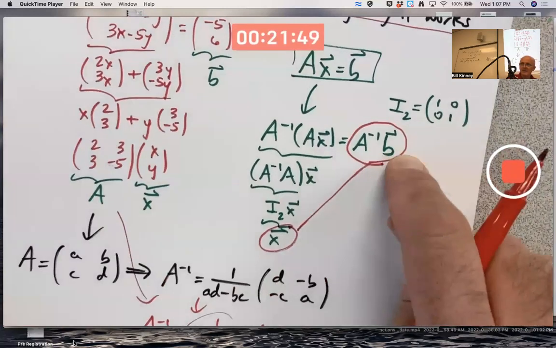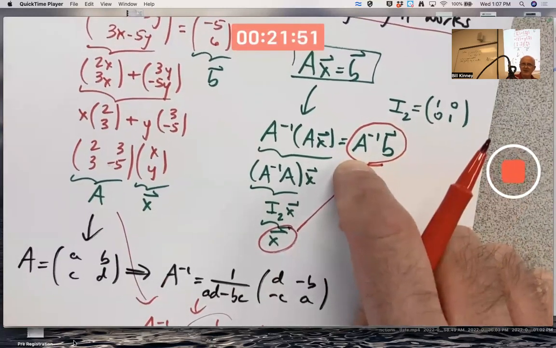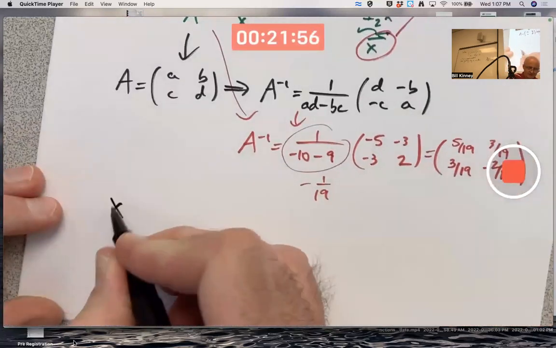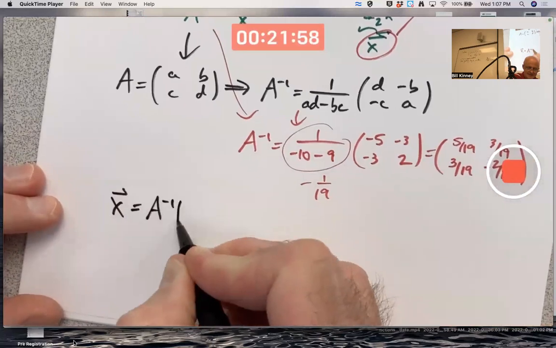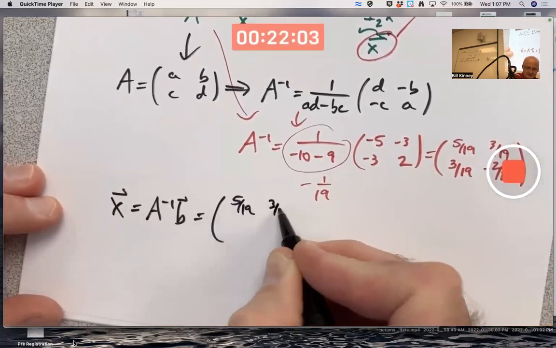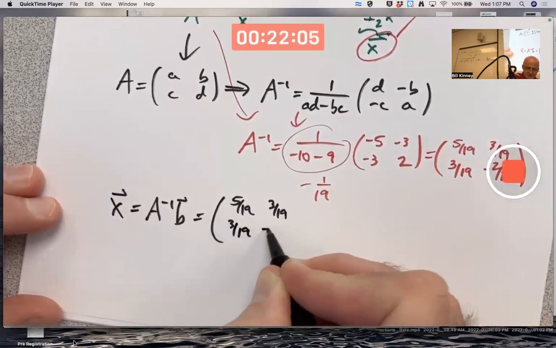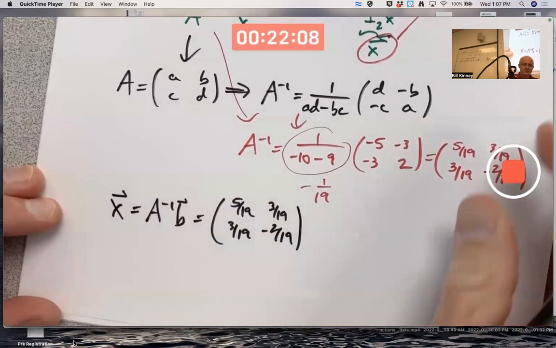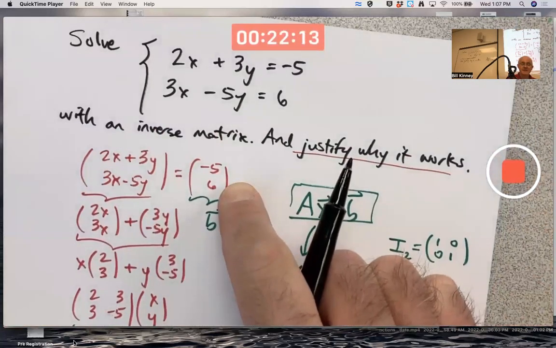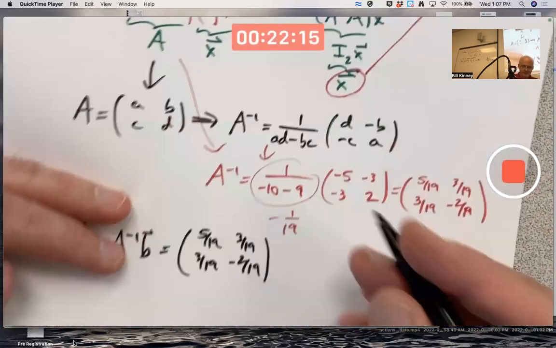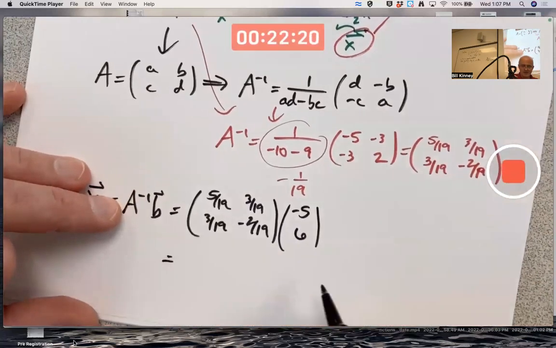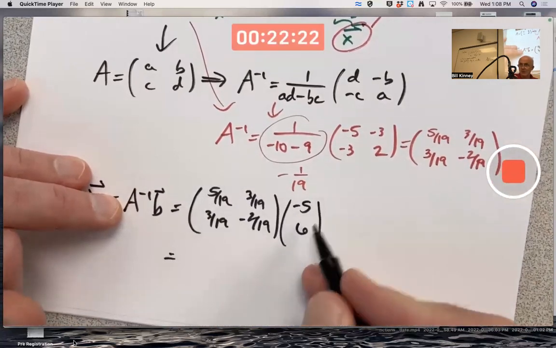How? Multiply it by B with A inverse on the left, right? So our solution vector is A inverse times B, 5/19, 3/19, 3/19, and -2/19 times the B, that's the constant vector from the right-hand side numbers, -5, 6. You could do this with the definition of matrix multiplication, write a linear combination of these two column vectors with these numbers as the weights.